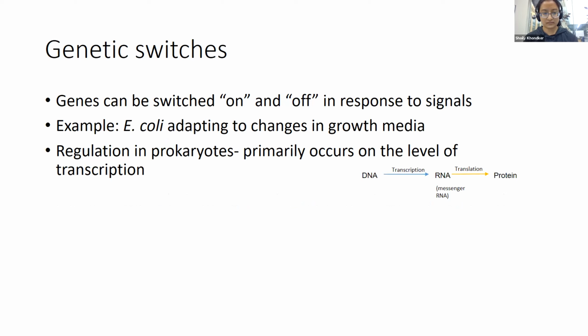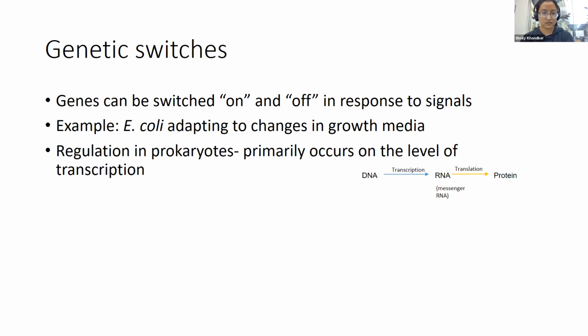Gene expression is regulated through genetic switches, which is the concept that genes can be switched on or off in response to signals. An example that we'll be going into detail with is E. coli adapting to changes in their growth media. The logic here is that only the genes that are necessary for the present environment would be expressed, so the cell isn't wasting resources expressing genes that are not necessary at the moment.